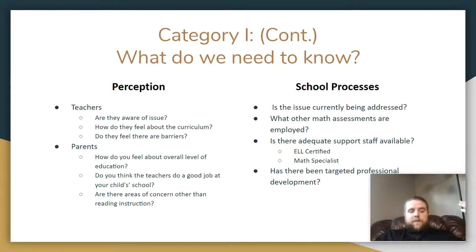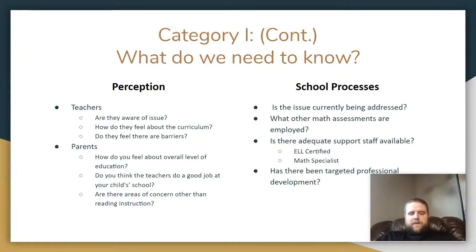Looking at parents, we do have the letter from the parent-teacher organization, but besides the reading aspect, how do they feel about the overall level of education? We see the math scores are on grade level, but besides reading and math, what are other metrics we're looking at in terms of overall student achievement?